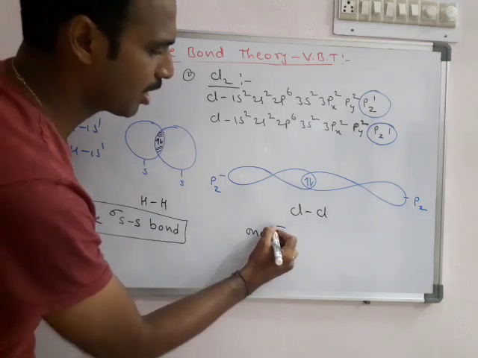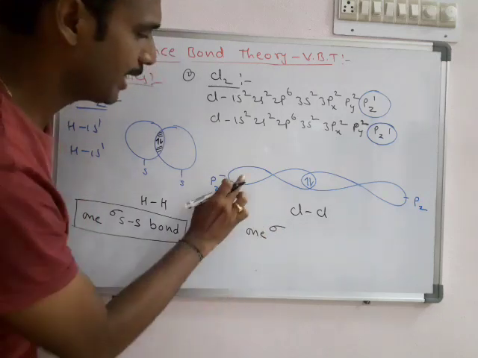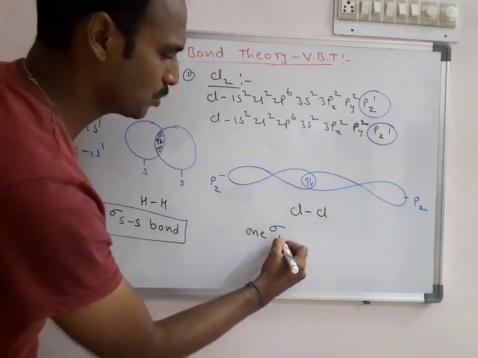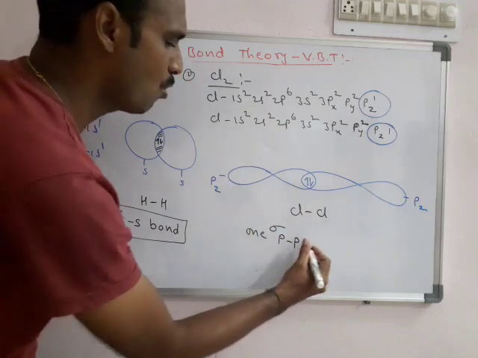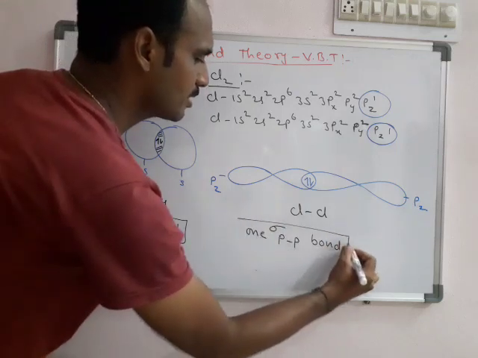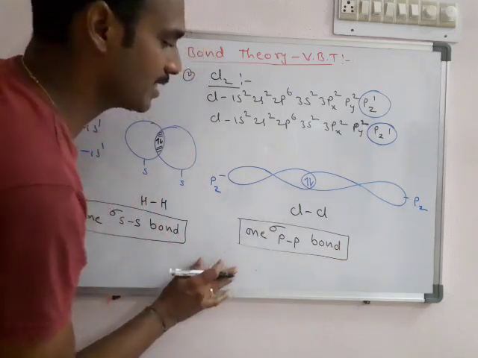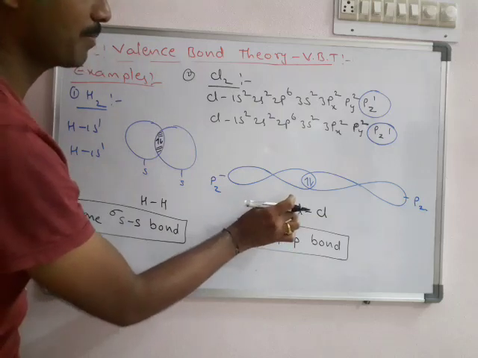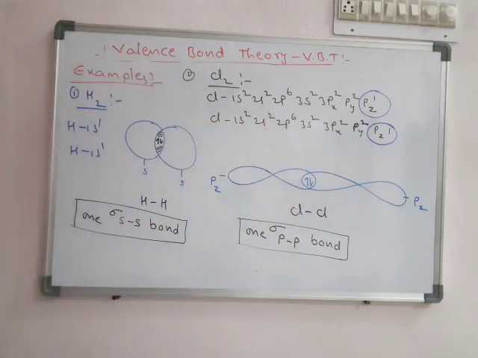The first bond is always sigma bond. Here P and here P, so simply it can be written as 1 sigma PP bond. One sigma PP bond is present in the formation of chlorine.